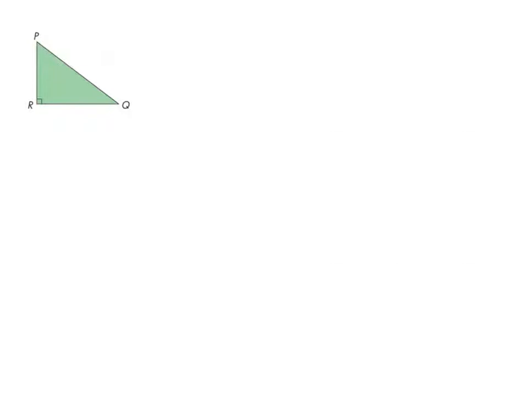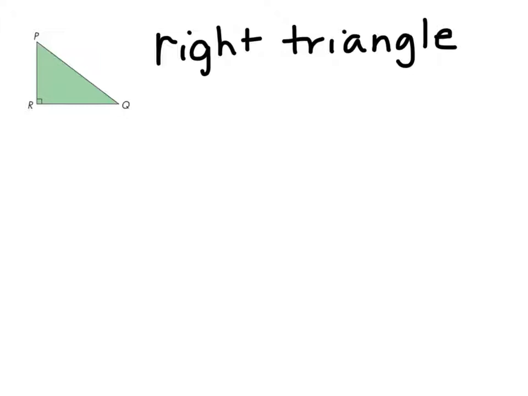Now let's learn to identify triangles based on the measures of their angles. The first type of triangle we'll look at is called a right triangle. In this triangle, PQR, angle R is a right angle, or a 90-degree angle. Any triangle that contains one right angle is called a right triangle. In example PQR, all three sides are not of equal length. Therefore, triangle PQR is a scalene right triangle.